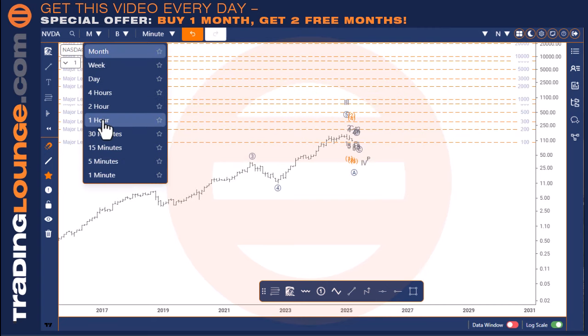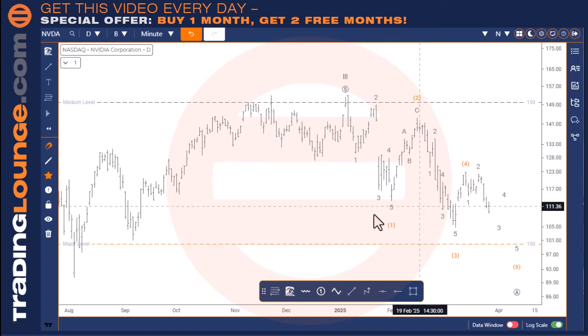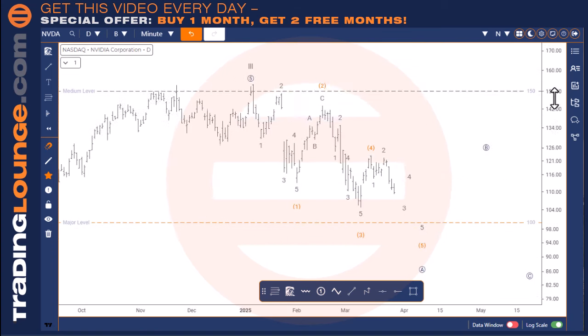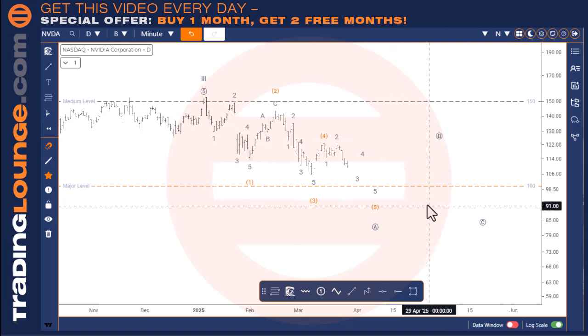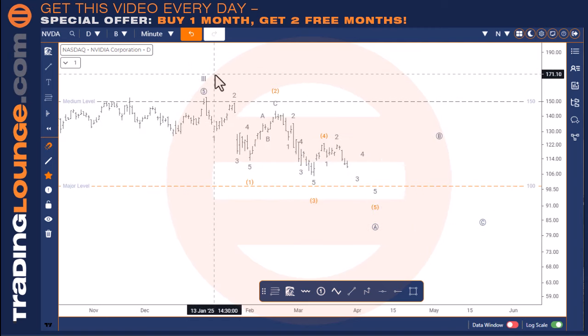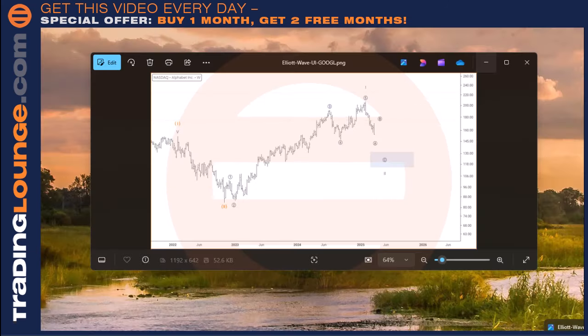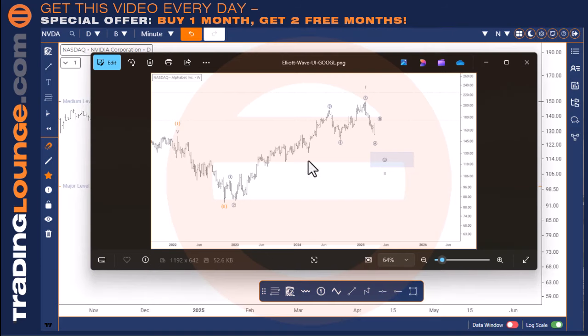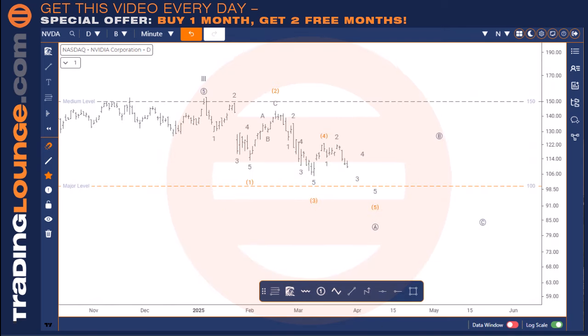If I can just come back and look at this top here on the daily chart. I know that was a little bit quick, but I could look at this as wave 1 up here as well, like I've looked at with some of the other markets, like Google here. I could bring this as 1 and 2 and 1 and 2. So just bear that in mind.